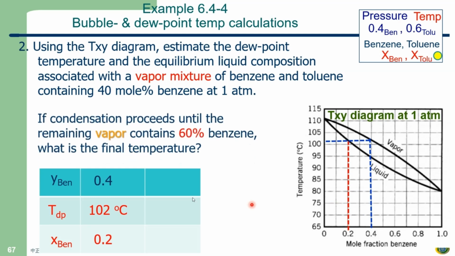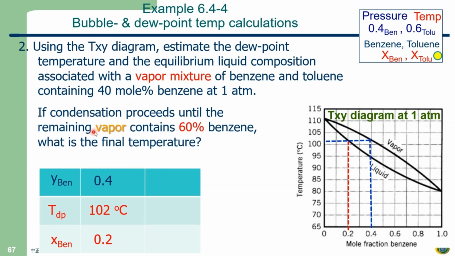Okay, and next is the condensation process until the remaining vapor contains 60% benzene. So I keep on dropping the temperature, so that the vapor contains 60% benzene. So 60%, where is 60? Here, right? So what's the final temperature? 0.6, and you go up here, and the final temperature will be 96, right? And the concentration will be, say, 0.38. Okay, so these are the answers.